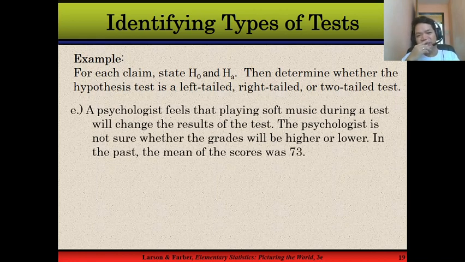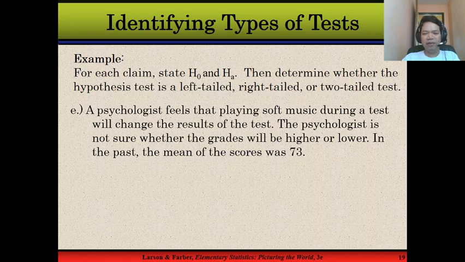A psychologist feels that playing soft music during a test will change the result of the test. So sabi ni psychologist, the psychologist is not sure whether the grades will be higher or lower. So in the past, the mean score was 73. Pero hindi siya sigurado, will it be higher or lower? So yun yung claim niya. So how will you represent now the null and the alternative hypothesis?